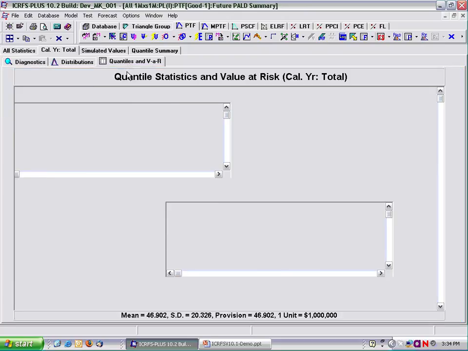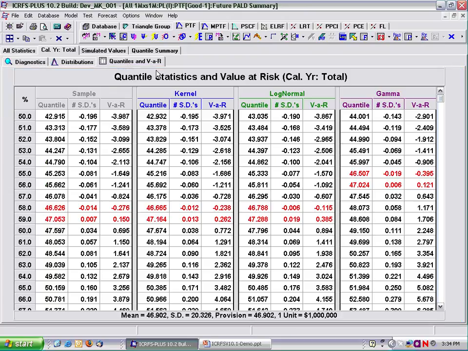We can look at quantiles. Quantiles are the same as percentiles, and value at risk. This is a quantiles and value at risk table. For instance, our mean of 46.9 million lies between these two red numbers, and therefore it's between the 58th and 59th percentile.